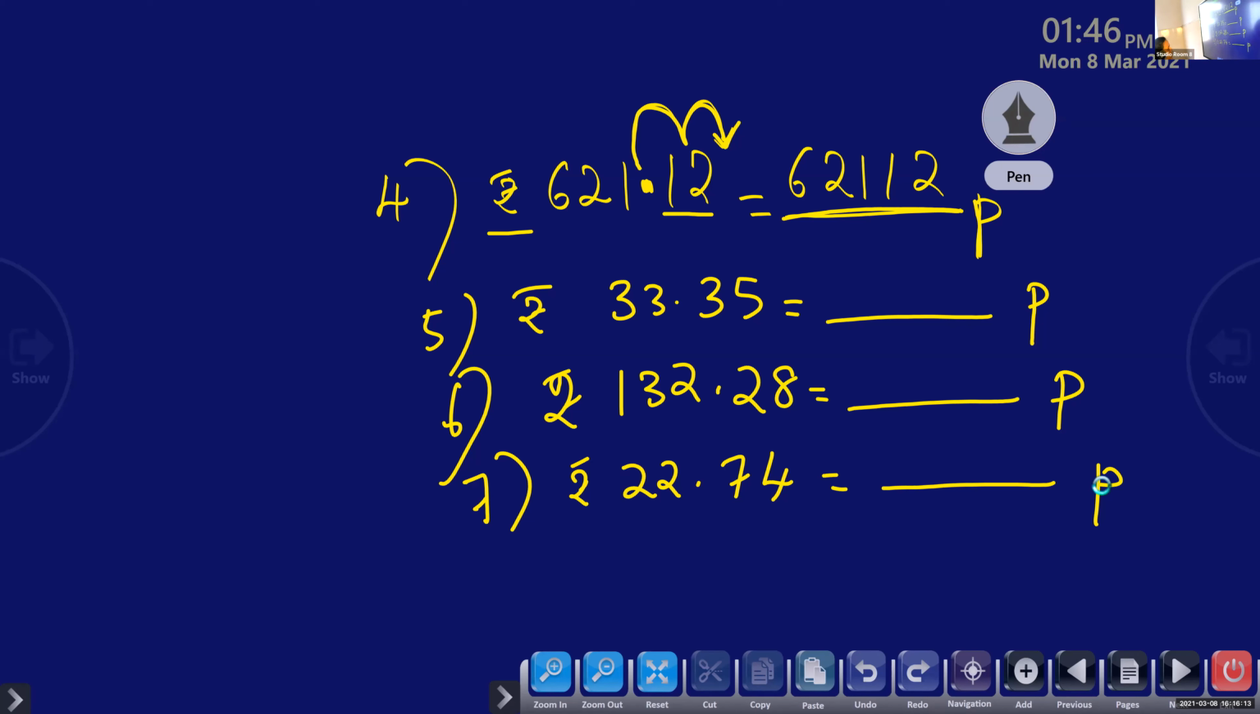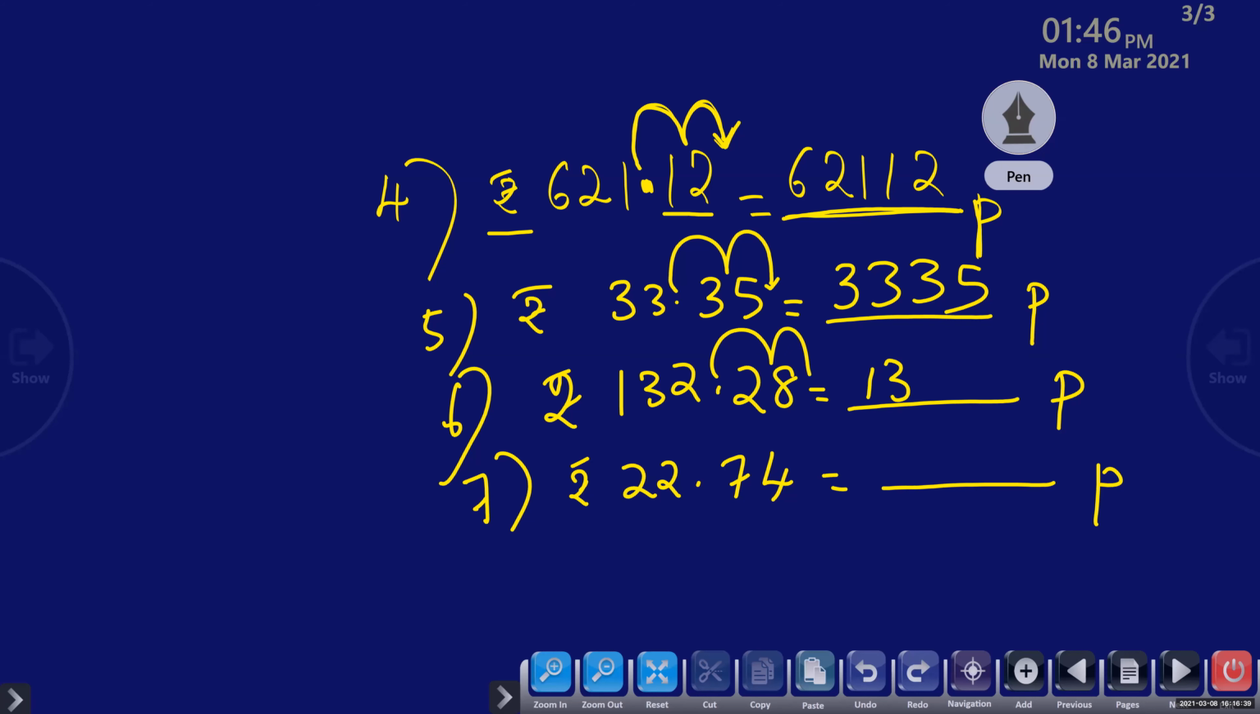Question number 5. 3335. Write the number without any decimal point. That means we are shifting the decimal point 2 digits from left to right. So write 33, that is 3,335 paise. Next one. 13,228 paise. Now again, 2,274 paise. Okay. So children, that is very easy.